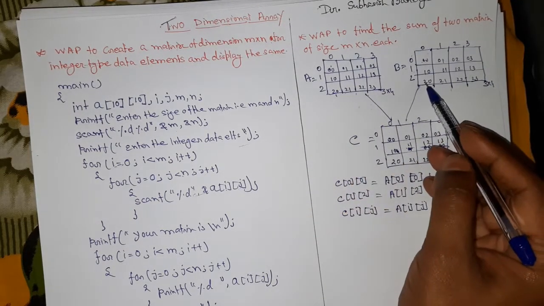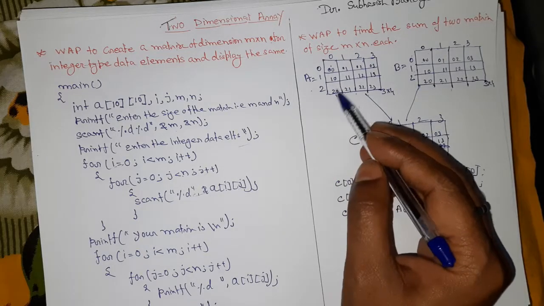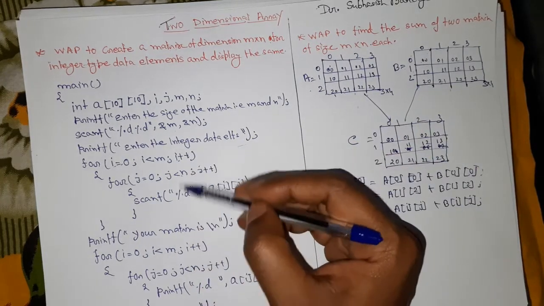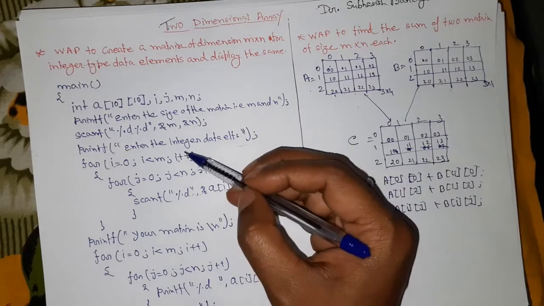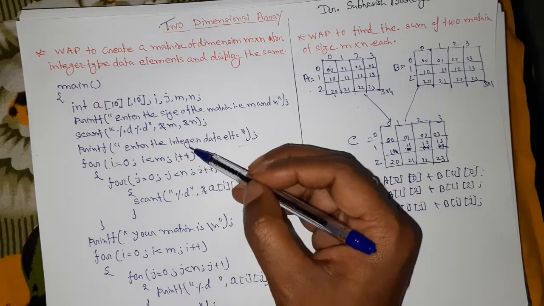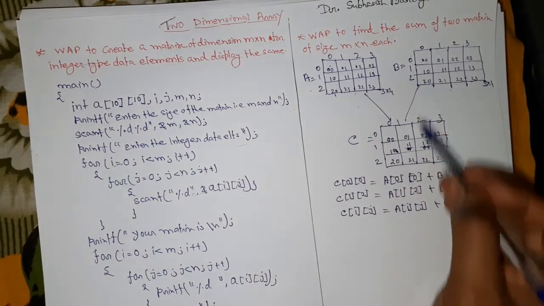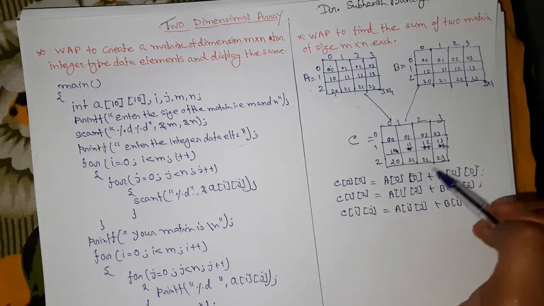Okay, now to find the addition of these two matrices, first we'll have to create a matrix A and matrix B. How can we create a matrix A? By using the two loops that we have already discussed here. Similarly, we can also create the matrix B in a similar fashion. Now once we have A and B, we can find the resultant matrix C.